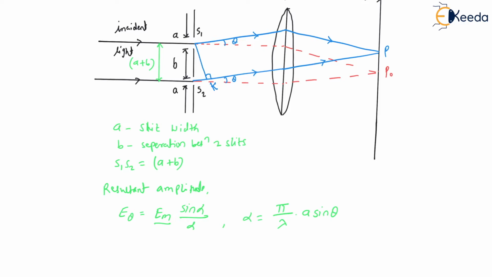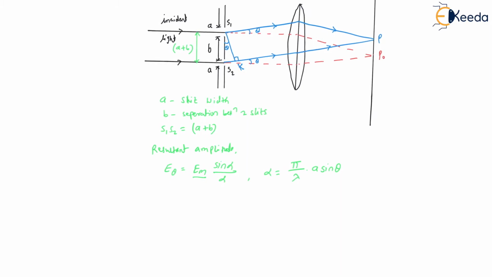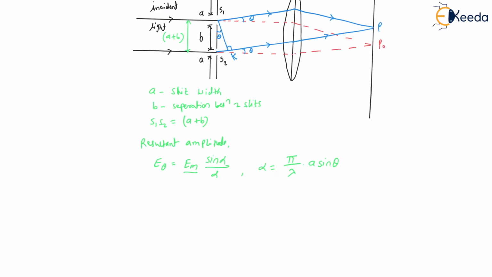Then again, as this angle is theta, here this angle will be theta only. So this S2K is the path difference between these two waves starting from S1 and S2. First of all, we will find this path difference S2K. We can easily do it by using simple geometry. So here I'll write this S2K. It is a path difference.